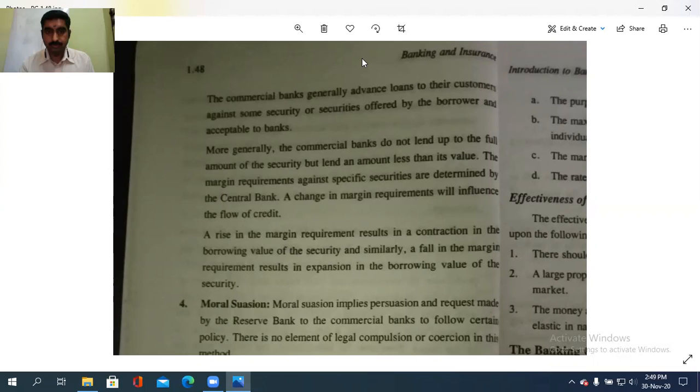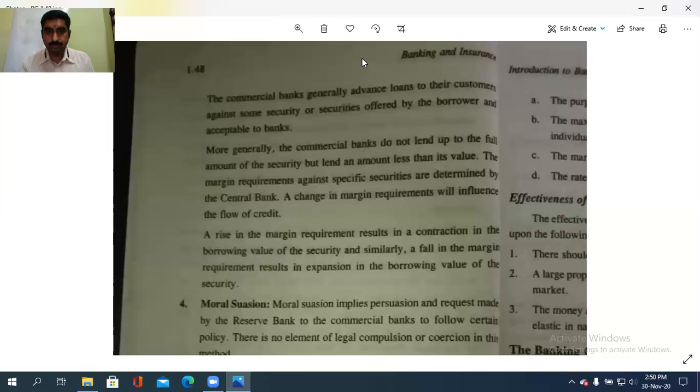A rise in the margin requirement results in a contraction in the borrowing value of the security. And similarly, a fall in the margin requirement results in an expansion in the borrowing value of the security. The borrowing value of the security increases or decreases on the basis of what? A rise or fall in the margin requirement. So that is the margin requirement.